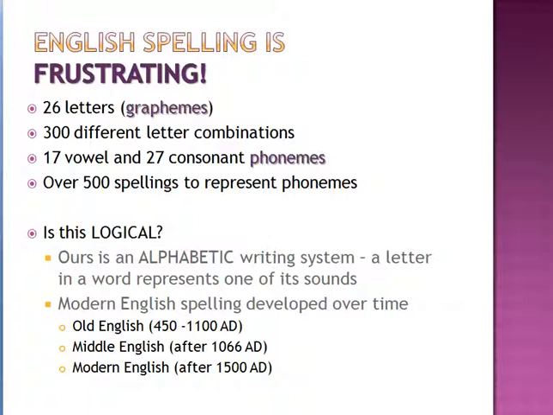Okay, there are 26 different letters in our alphabet, 300 different letter combinations, 17 vowels, and 27 consonant phonemes. Over 500 spellings to represent our phonemes. Is this really logical? Well, because we have an alphabetic writing system, we have a letter in a word that represents a sound in one way or another. And it has definitely developed over time, so we're going to take a look at that.